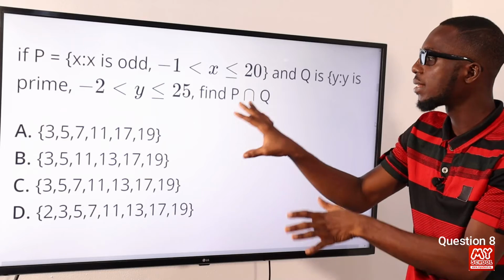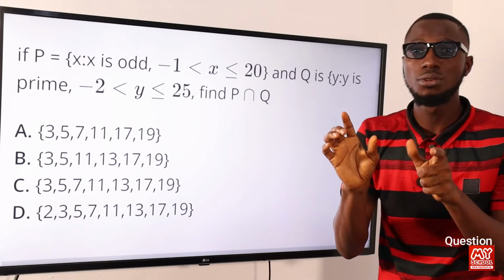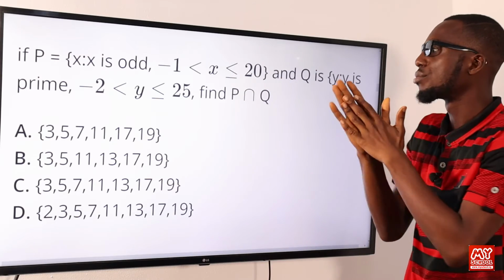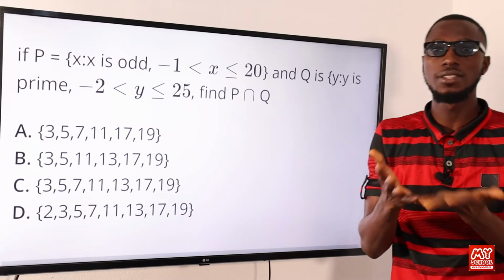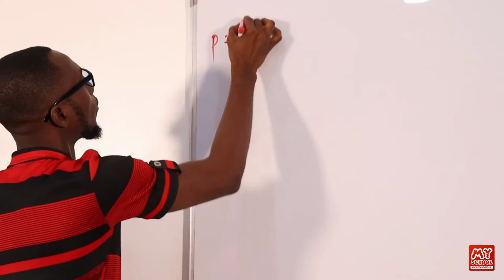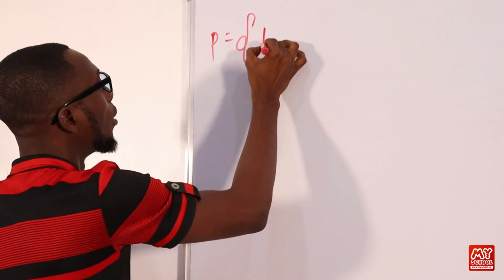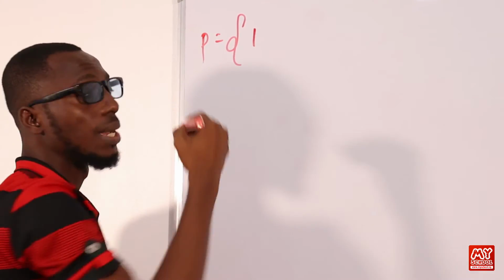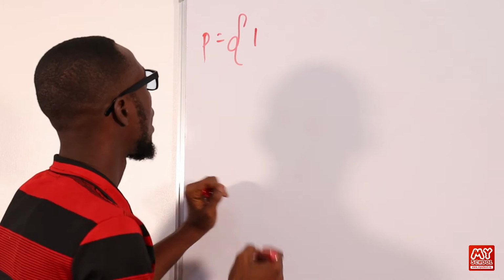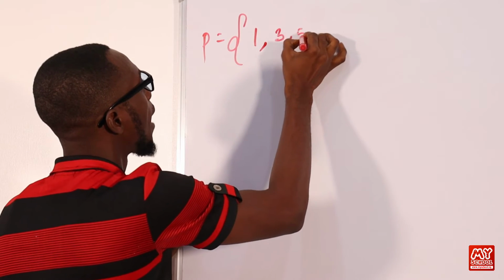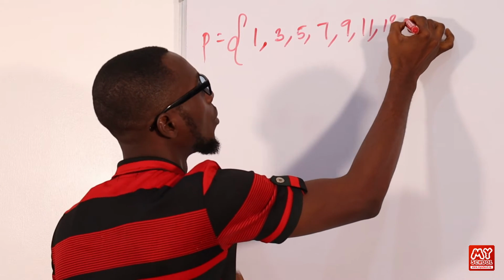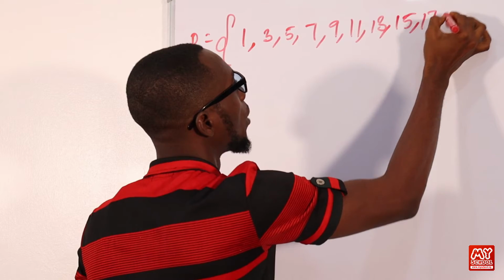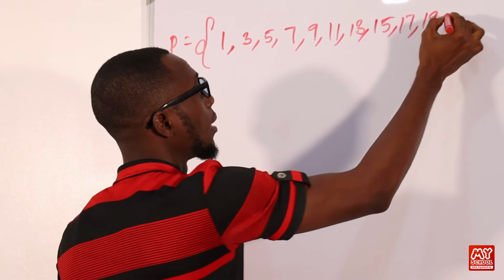So we are now asked to find P intersection Q. So remember that P is the odd numbers from 1 to 20, and Q is the odd prime numbers from minus 1 to 25. So let's just pin this down properly. From 1 to 20, I have 1, 3, 5, 7, 9, 11, 13, 15, 17, 19. 20 is not an odd number, it's an even number.